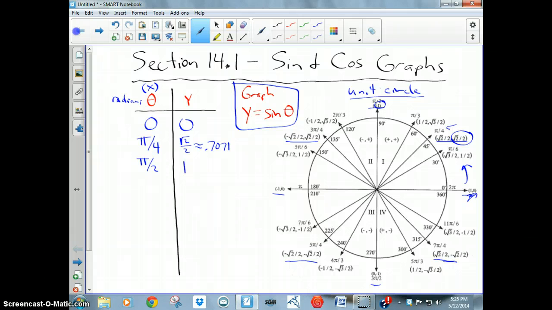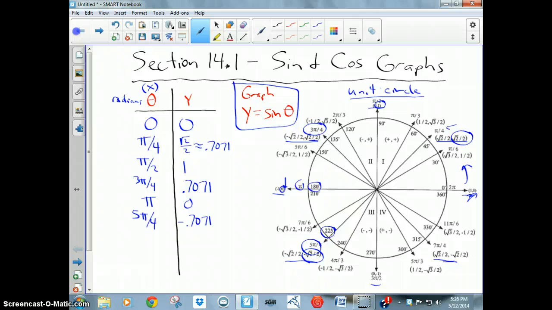Now we're going to go to 135 degrees. That's 3 pi over 4. 3 pi over 4 is also square root of 2 over 2, which is about 0.7071 for the sine. And then we're going to go to 180 degrees, which is pi. That value is 0. Very good. Now we're on the bottom part of the circle. 225 degrees is 5 pi over 4. And the sine of that number is negative square root of 2 over 2, which is negative 0.7071.